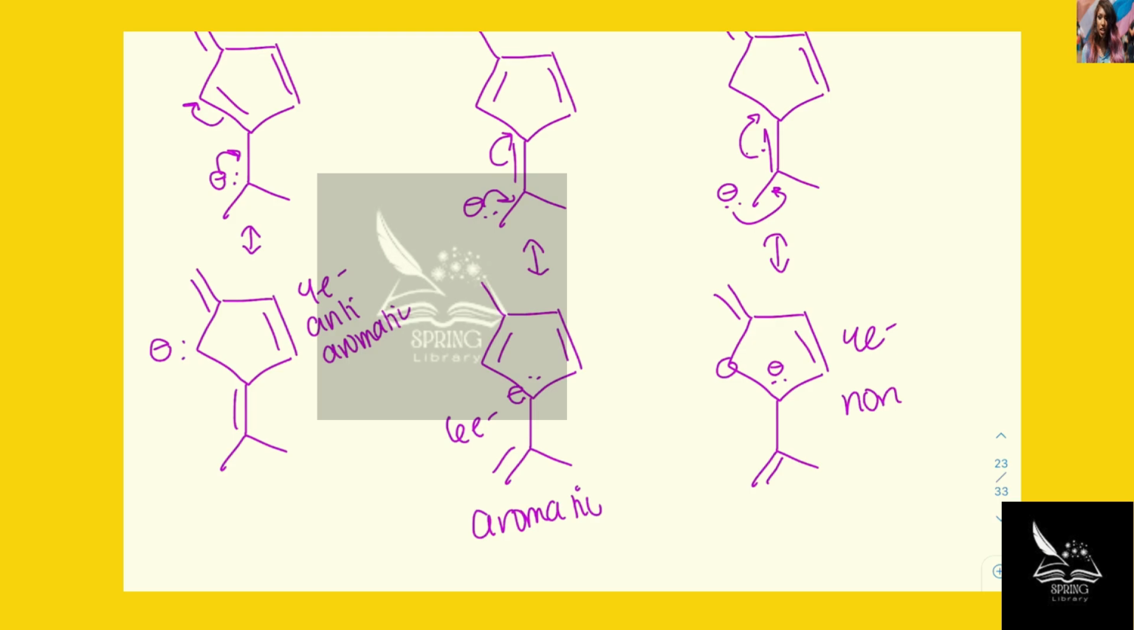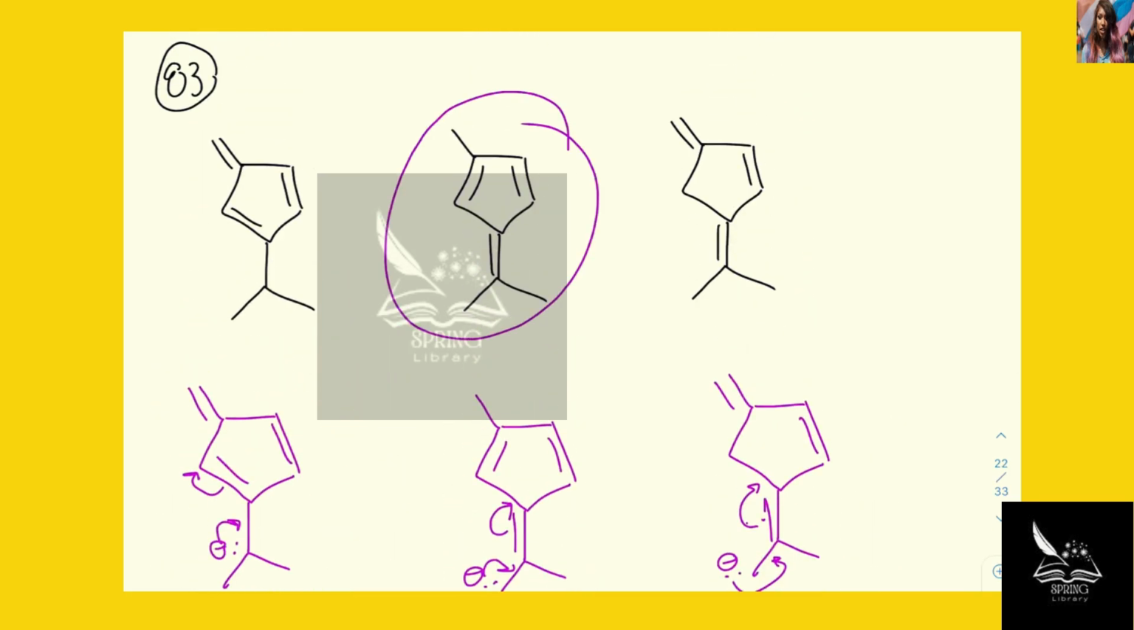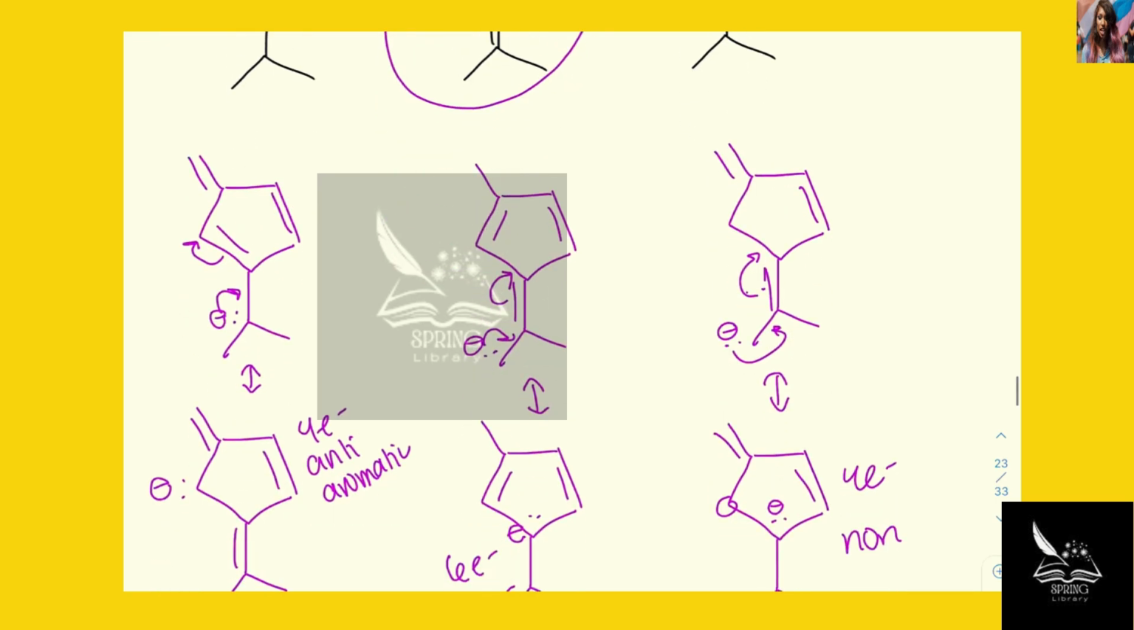So like I said before, the one with the most stable conjugate base is going to be the strongest acid because it's easiest to form that base because it's the most stable. So that means that this one is going to be the strongest acid because we form this aromatic ring in our conjugate base.